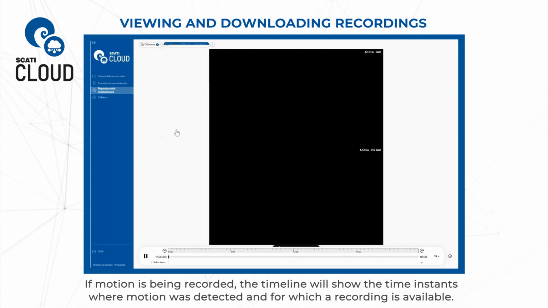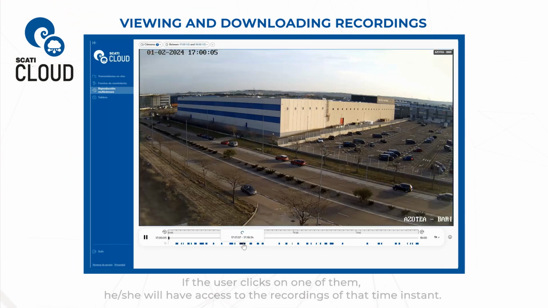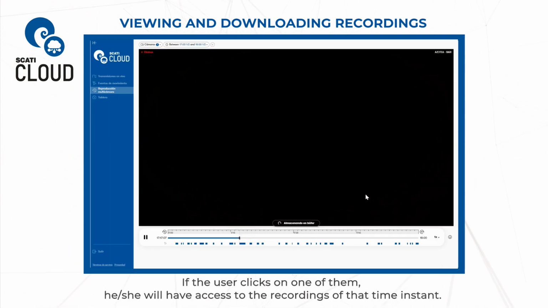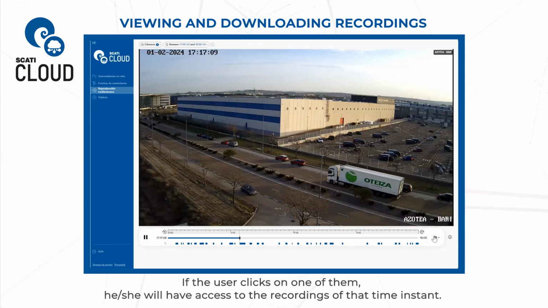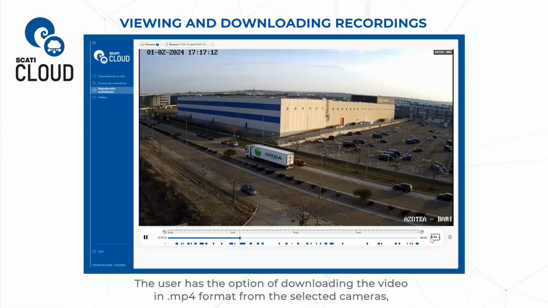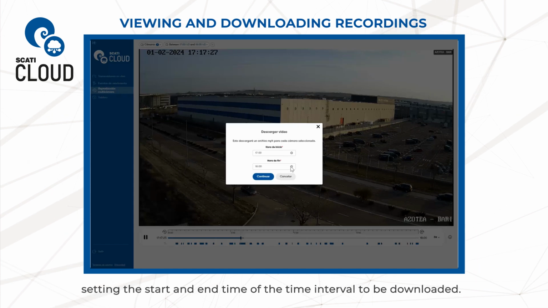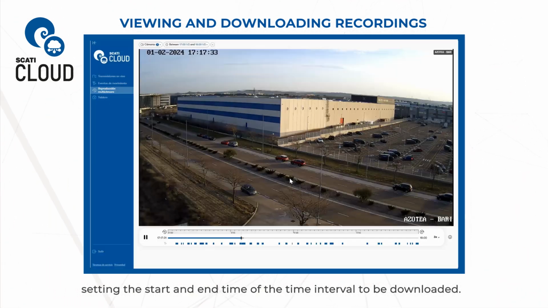If motion is being recorded, the timeline will show the time instance where motion was detected and for which a recording is available. If the user clicks on one of them, he/she will have access to the recordings of that time instant. The user has the option of downloading the video in MP4 format from the selected cameras, setting the start and end time of the time interval to be downloaded.